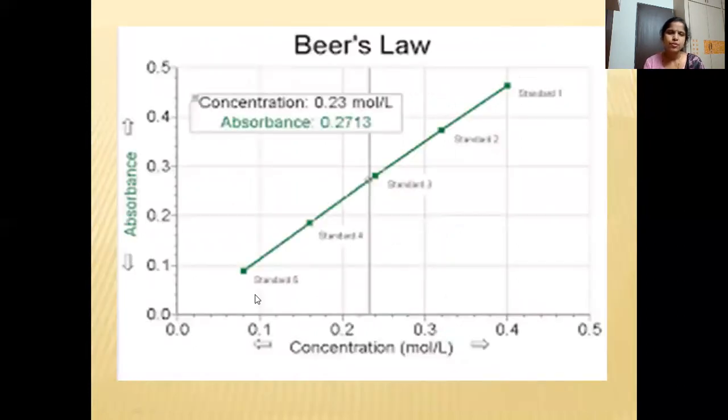So the graph will be like this. This is a calibration curve. The absorbance is 0.273, so somewhere here you will find the absorbance. Corresponding to that, we draw a line and then a perpendicular onto the x-axis. Here it is 0.23. So it touches the point here, which is 0.23 moles per liter. That will be the concentration of the unknown sample solution.